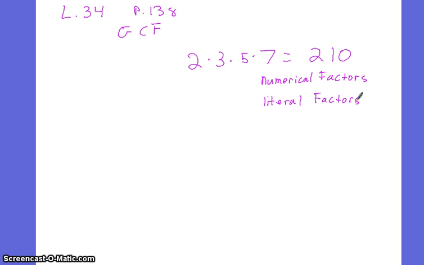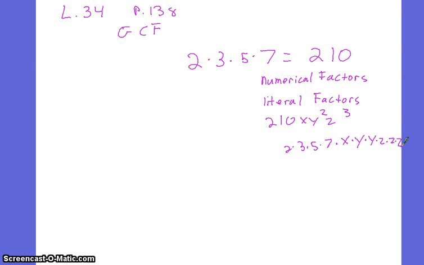We're also going to be talking about the letters. So if I gave you the term 210xy squared z to the third, that would give you 2 times 3 times 5 times 7, those numerical factors, plus the letters. And that's pretty helpful, useful stuff.